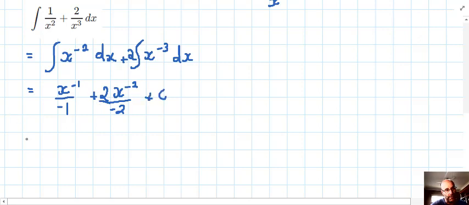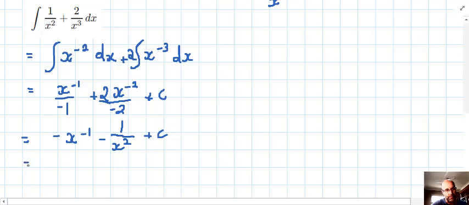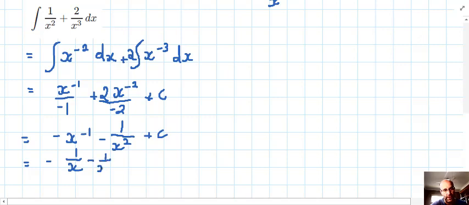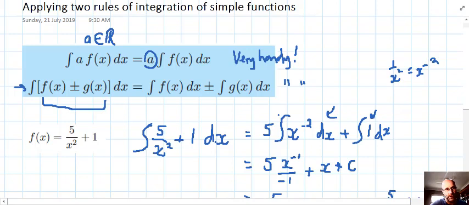Tidying it up now, we have negative x to the negative 1. The 2's cancel out as such, and we have minus 1 over x squared plus c. And I'm taking this one really slowly, so you might not have needed these last 2 lines. You could have condensed it into one perhaps. So we have negative 1 on x minus 1 over x squared plus c. So be prepared to use these 2 very handy rules for integrating functions.